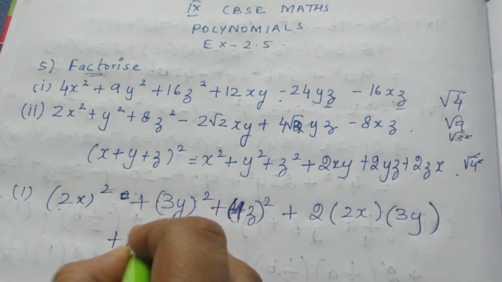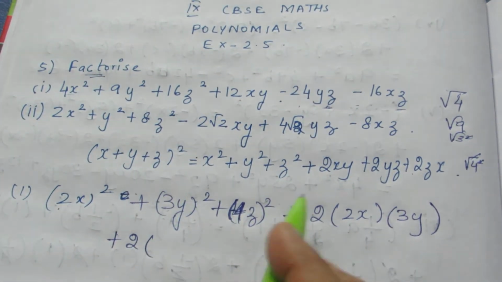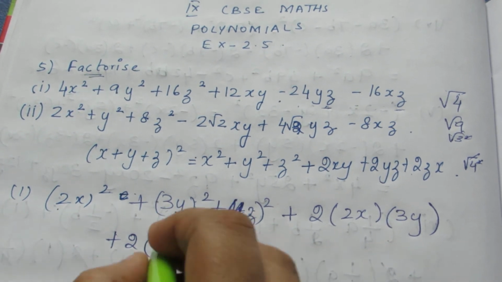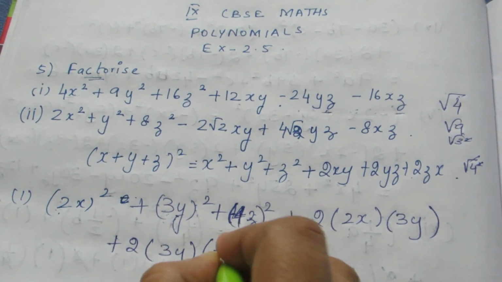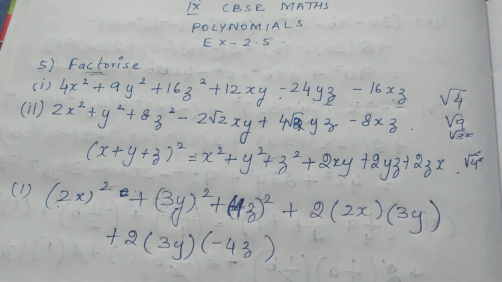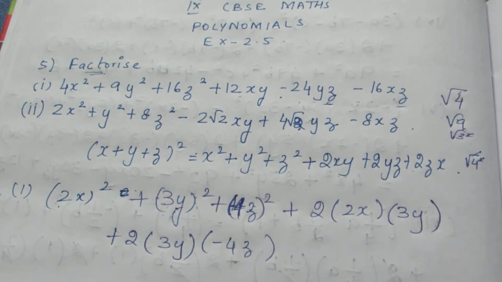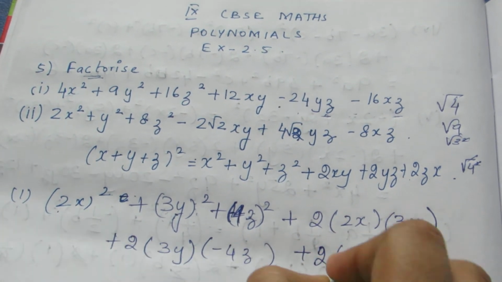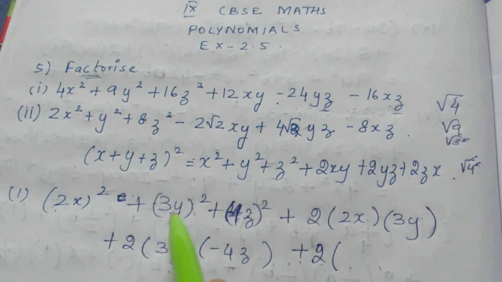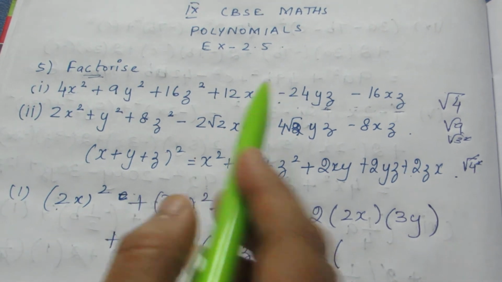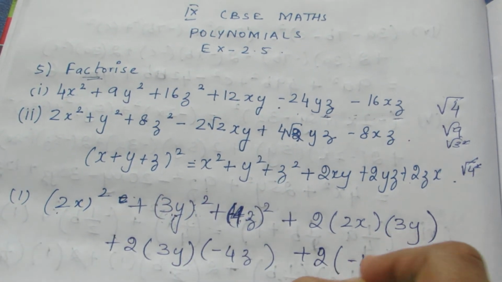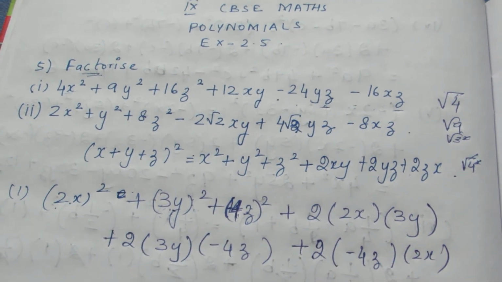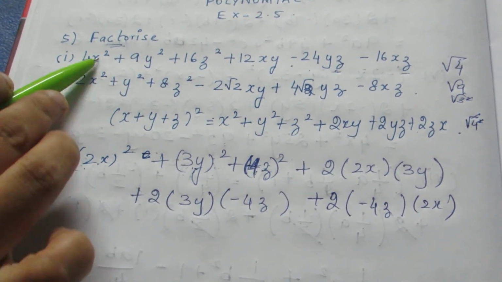Now plus 2 into 3y into z. See here, not on the question. See here, it is 3y into minus 4z. As I told before, we need to write the minus sign wherever it is necessary. Now plus 2 into z into x. So z into x here, we need to see here, not on the top. Now it is minus 4z into 2x. So we will see whether we are getting the same answer.